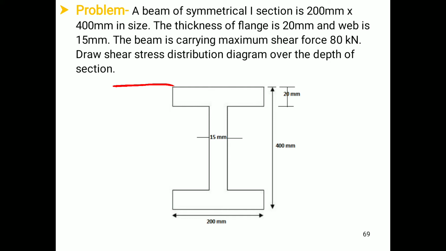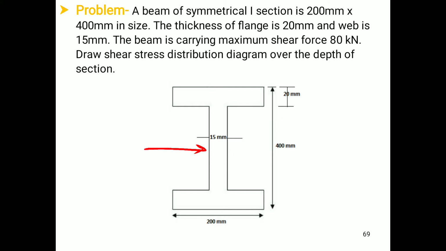Now the thickness of the flange is 20 mm. This is the thickness of the flange. Remember that this particular part is nothing but the thickness of the flange and it is 20 mm. It is already given in the figure. And the thickness of the web is 15 mm. This part is nothing but the thickness of the web and that thickness is 15 mm. Again it is shown in the figure.